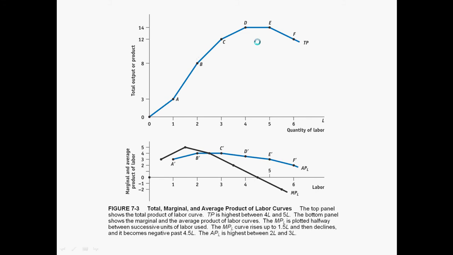This is just plotting the total product curve that we just saw. This plots the marginal product of labor and the average product of labor. Note that the marginal product is plotted halfway between the successive units of labor used. So again, we ran into this little tricky issue before, which we've handled in various ways, where the marginal product is really defined over an interval. So that's why that's drawn that way.